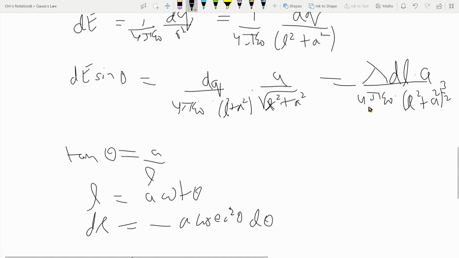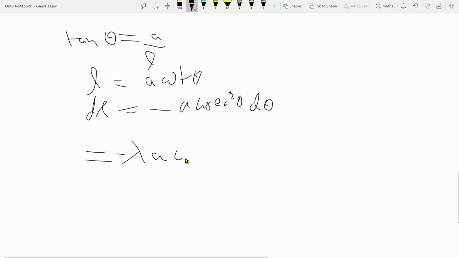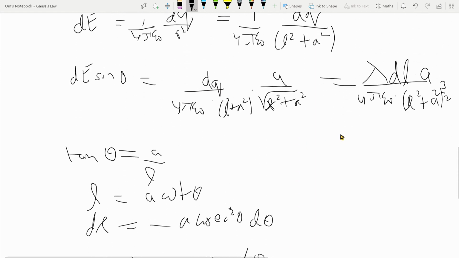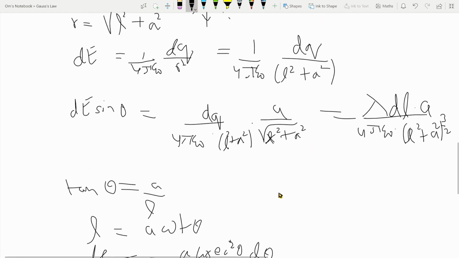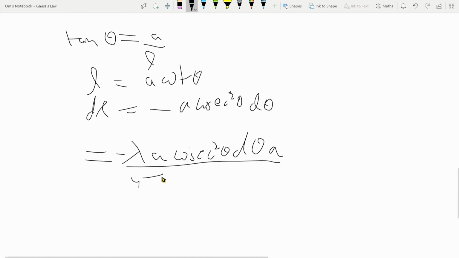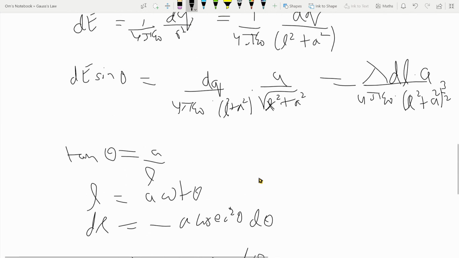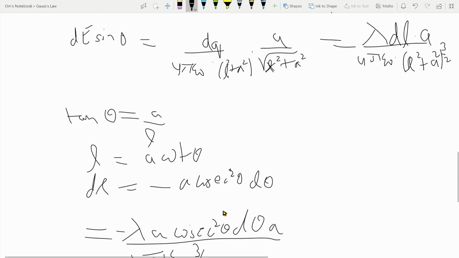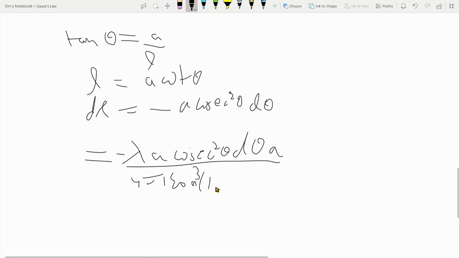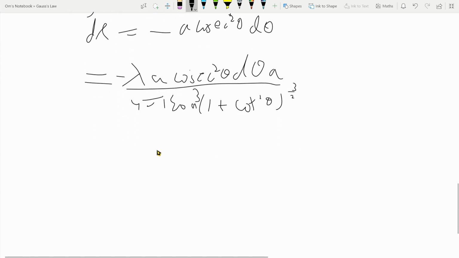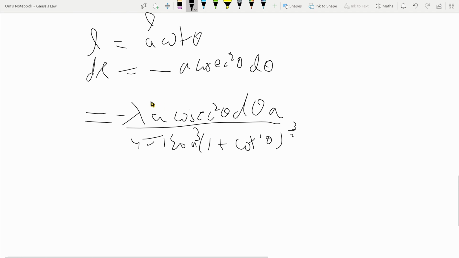So this can be written as lambda times minus A cosec square theta d theta, and then we write a as well, a by 4 pi epsilon naught. And over here we'll take a cube common, and then we can write this as 1 plus cot square theta whole raised to 3 by 2. Now this is only the differential form. I actually have to write it as an integral, right? This is only dE sine theta.